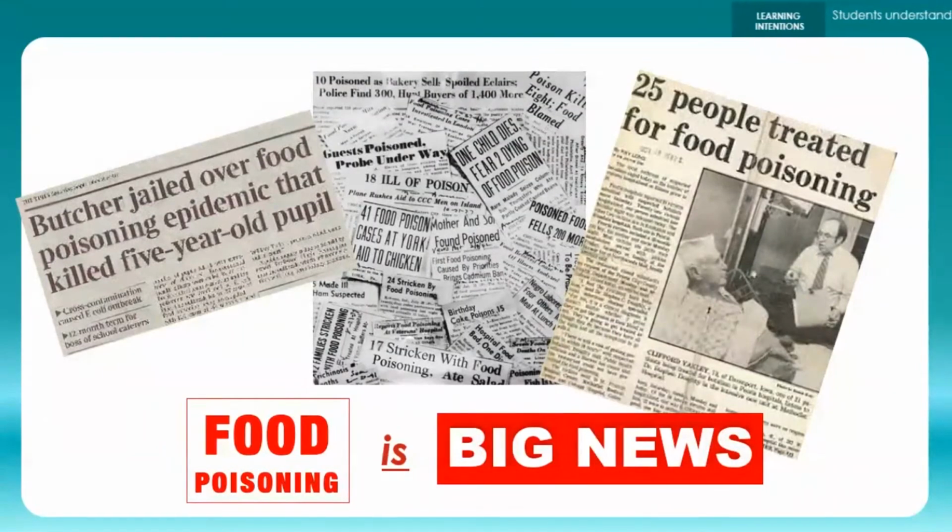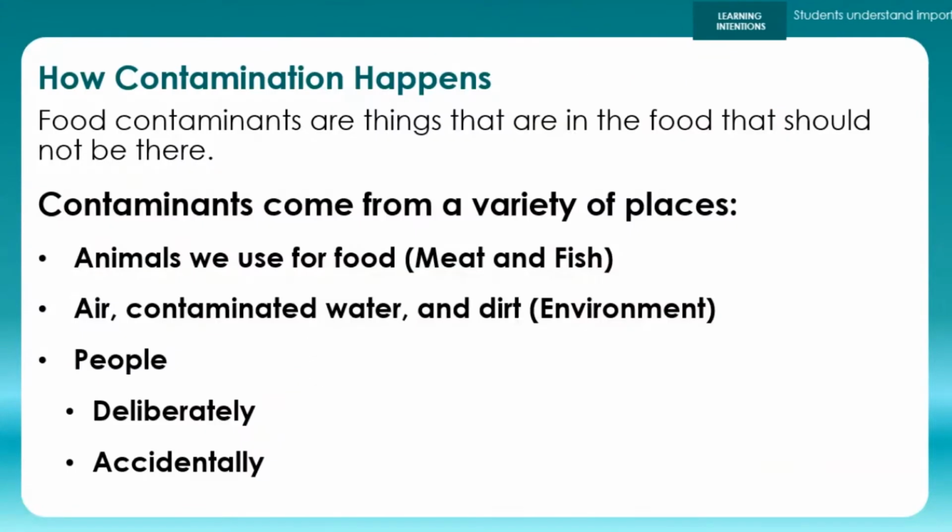So food poisonings in the news. When a big outbreak happens, it hits the newspapers. People can lose their livelihood with it. People can be jailed with it if it's very serious.